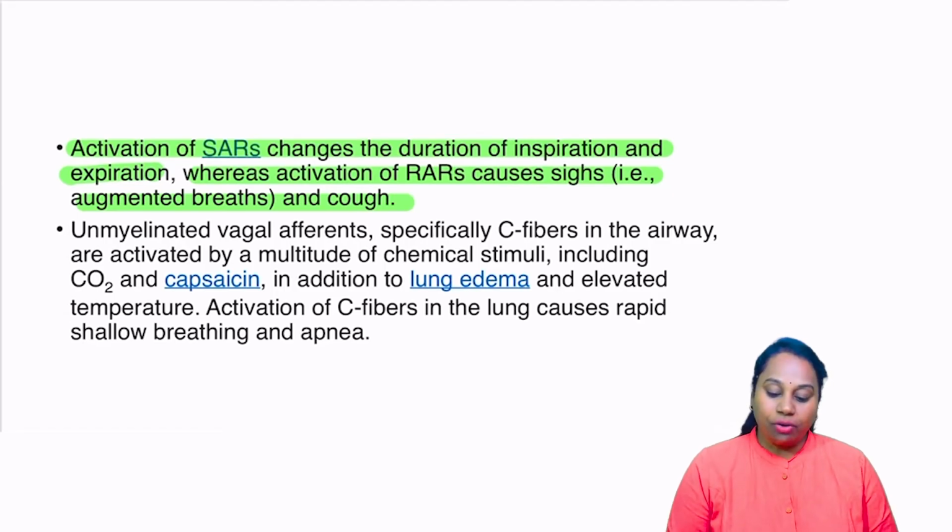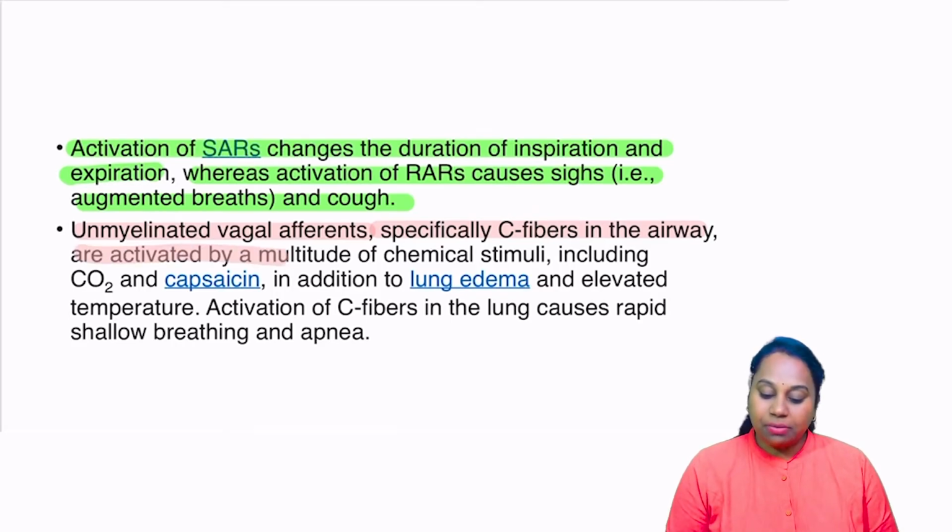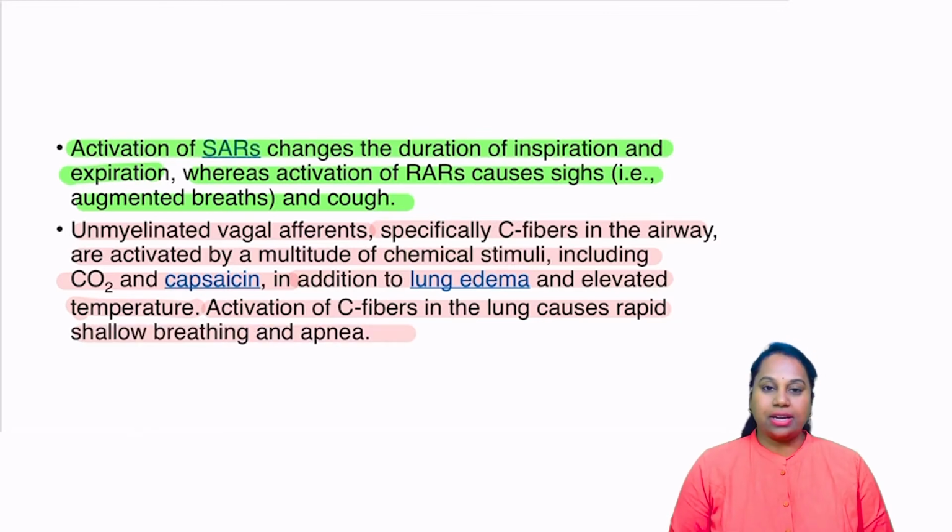Then, what is the role of unmyelinated vagal afferents, specifically the C fibers in the airway? They are activated by a multitude of chemical stimuli, including carbon dioxide and capsaicin, in addition also to lung edema and elevated temperatures. Thereby, the activation of C fibers in the lung causes rapid, shallow breathing and apnea.